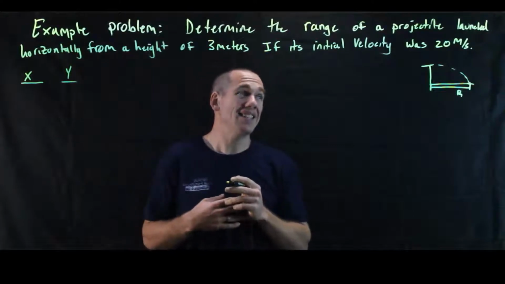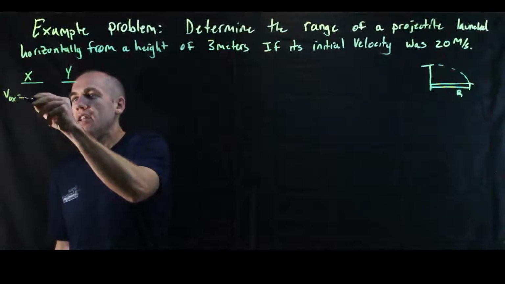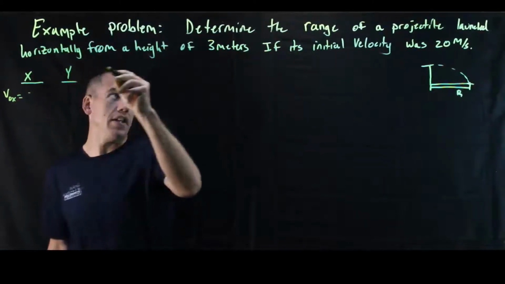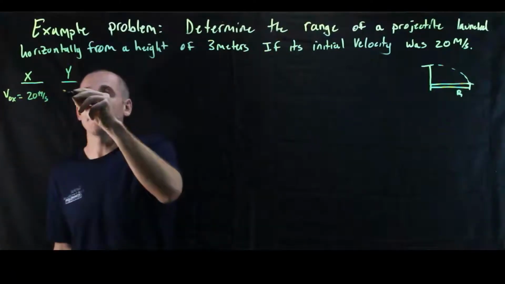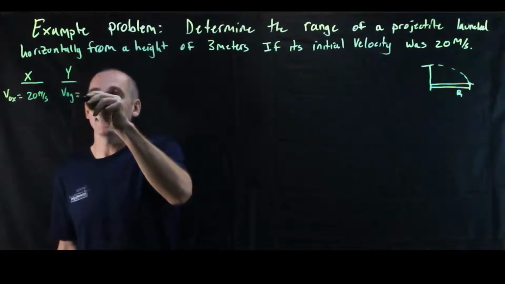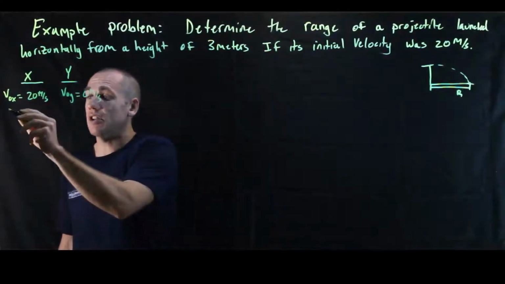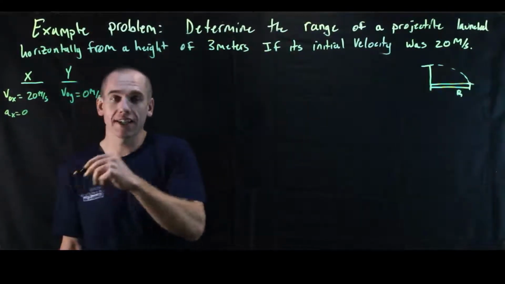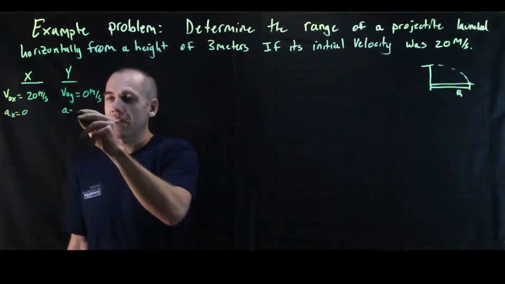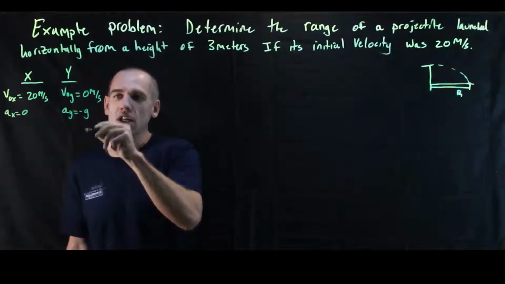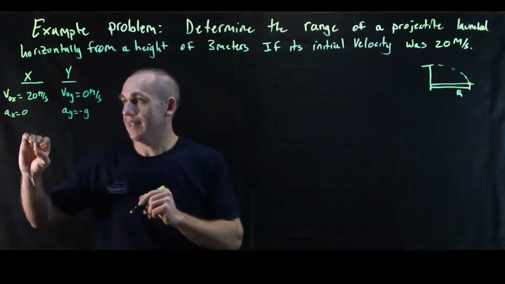So it says that it's launched horizontally, which means initial velocity in x is 20 meters per second, because it was given an initial velocity of 20 meters per second, but the initial velocity in y is 0 meters per second because it was launched horizontally. Acceleration in x is equal to 0 because the projectile only has one force acting on it, and that force is the force due to gravity. So the acceleration in y is negative g, negative because I'm choosing down to be negative. Let's see, what else do I know?